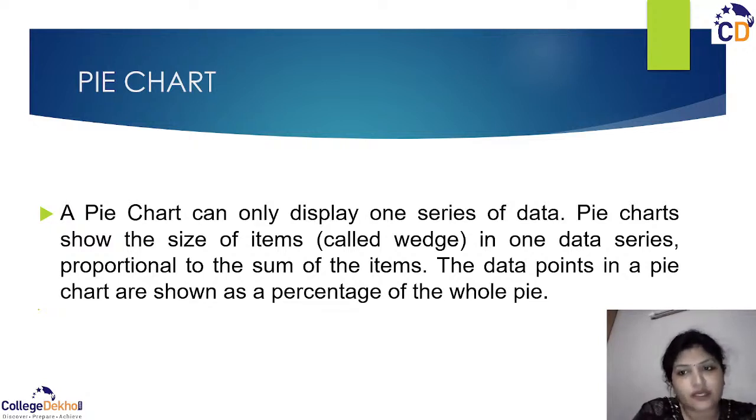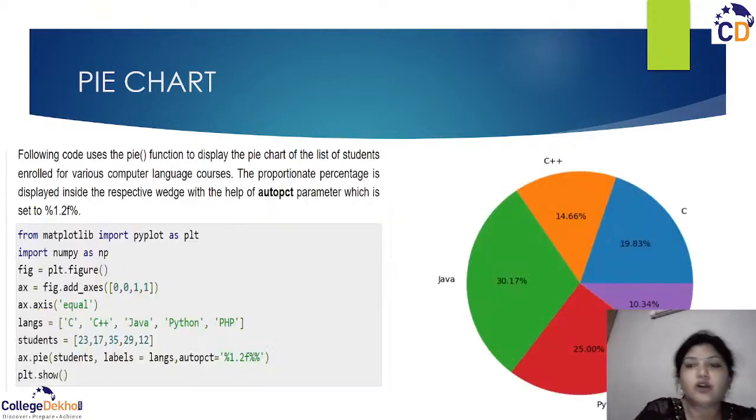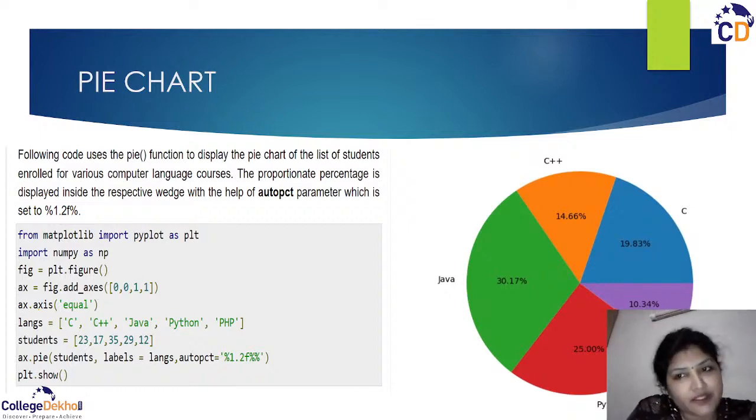A pie chart can display one series of data. A pie chart shows the size of items in one data series proportional to the sum of the items. So the sum of the items, you may have 100. The data points in a pie chart are shown as a percentage of the whole pie. In the following slide, we have shown that the pie function is used to display the pie chart. As we have bar for bar graph and hist for histogram, here we have the function pie for plotting pie charts.